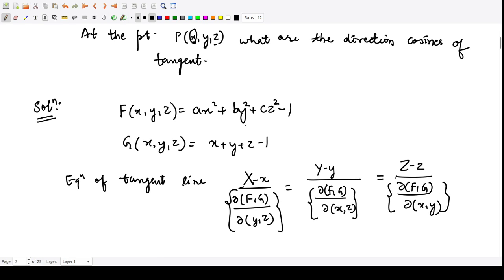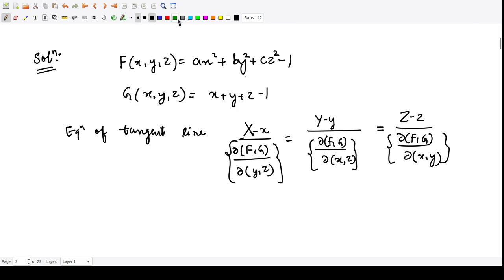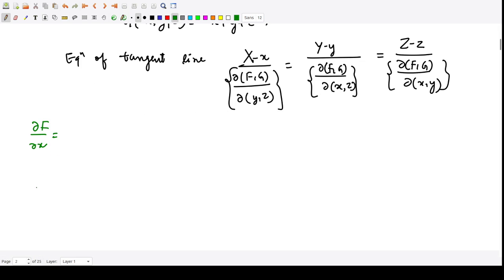For that, what would we require? We will need all these terms: ∂f/∂x, ∂f/∂y, and ∂f/∂z.